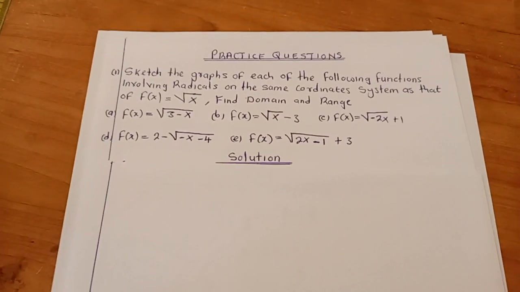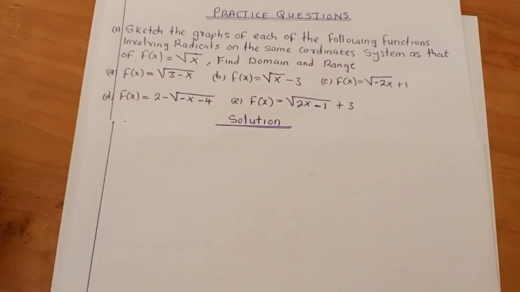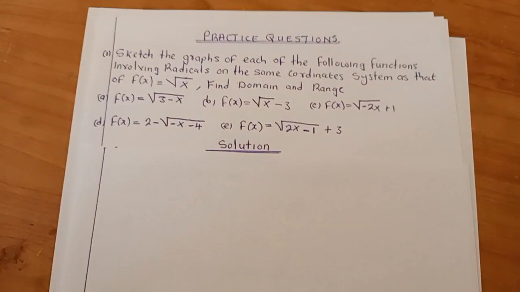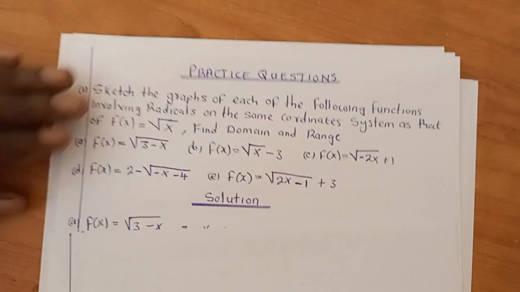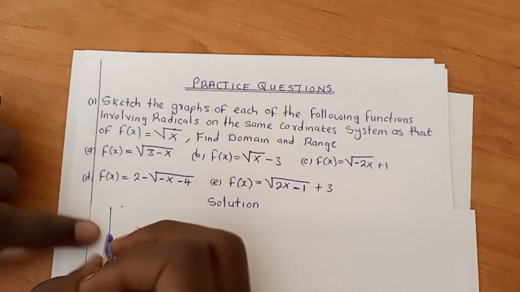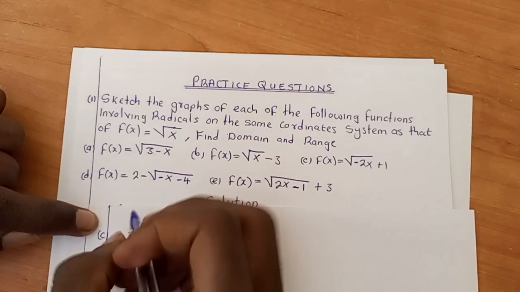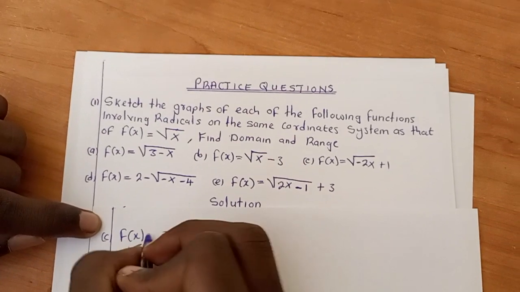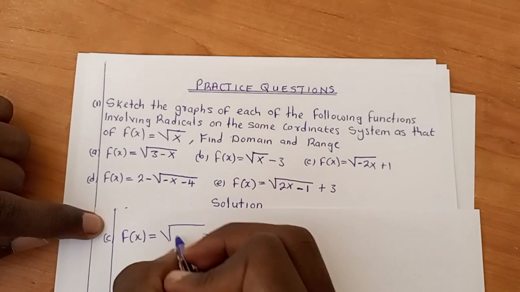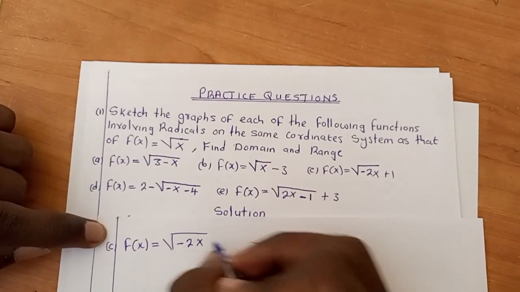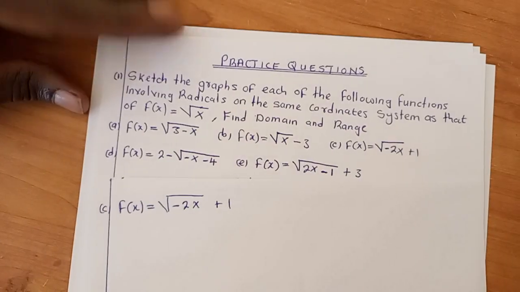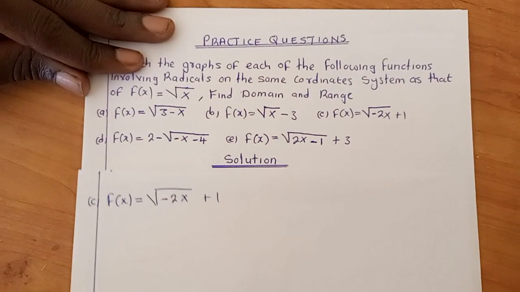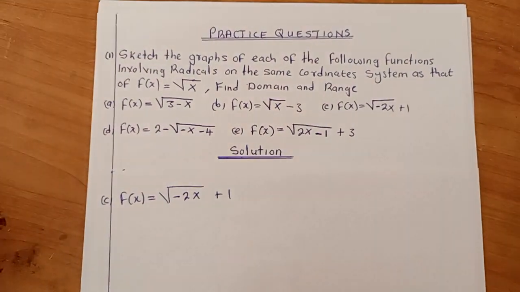All right, so these are very simple things. What is the question saying? We are on C. The question is simply saying f of x equals the radical of negative 2x plus 1. For this one, the same concept applies.